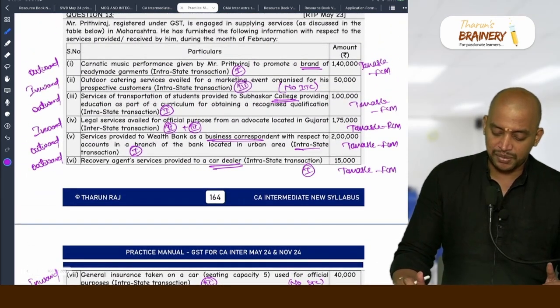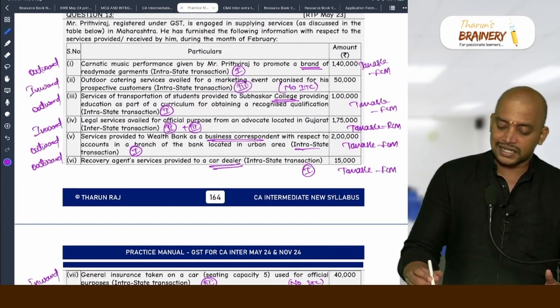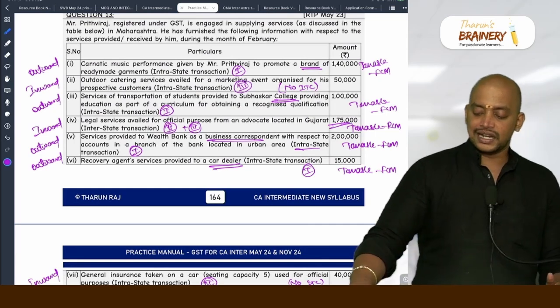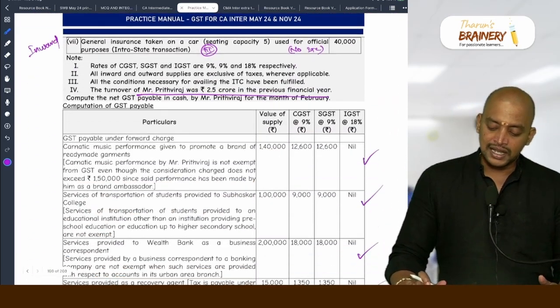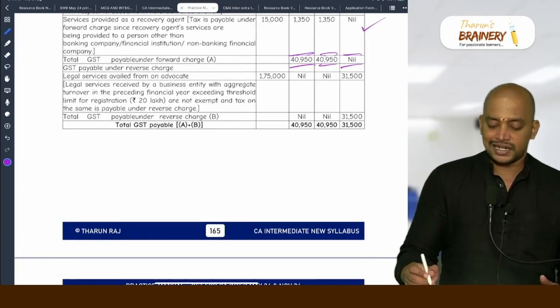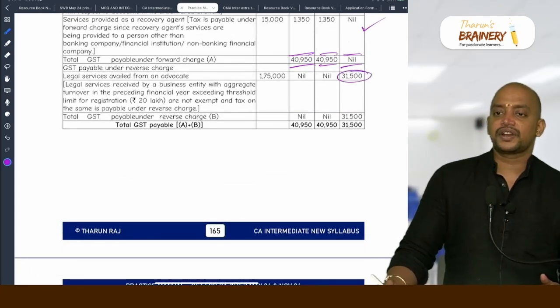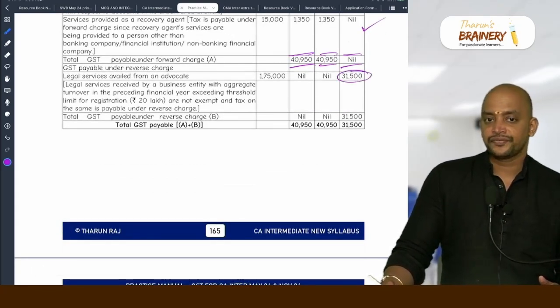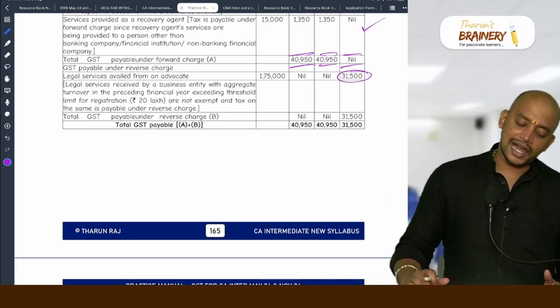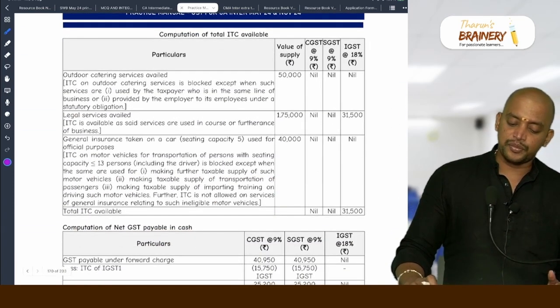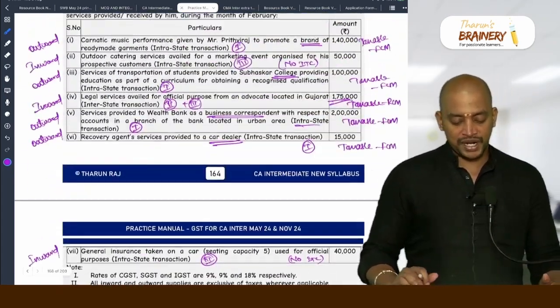Statement 2, GST payable under RCM. What is the GST payable under RCM? Legal services interstate, given as interstate. So 1,75,000 into 18%, 31,500, legal service availed from an advocate. So can we take it as ITC? Yes. So now ITC statement, computation of ITC, is there any opening balance?